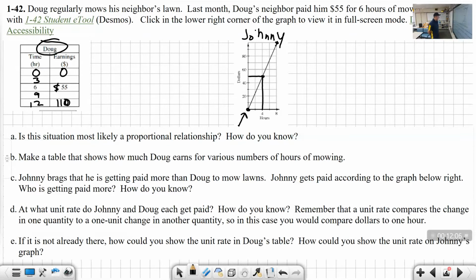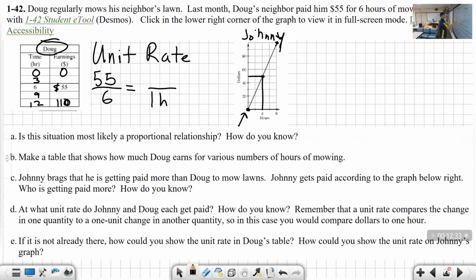Okay, D. At what unit rate do Johnny and Doug each get paid? How do you know? Now, I'm going to help you with this one because you have to have your calculator out. Remember, to find unit rate, we need to turn it into a 1 fraction. So here I have 55 over 6. Tell me, when you divide 55 divided by 6, how much are they getting paid per hour?